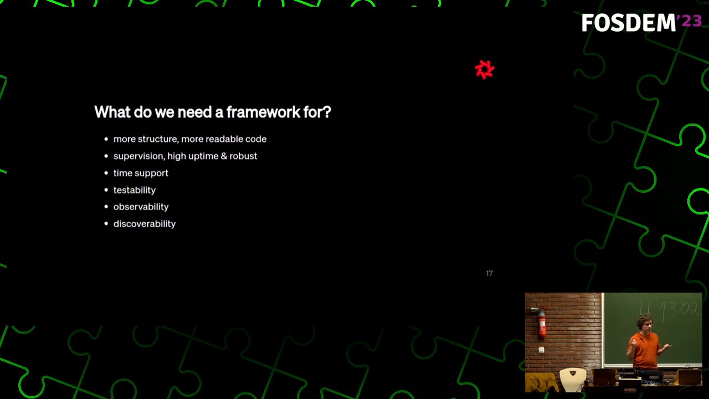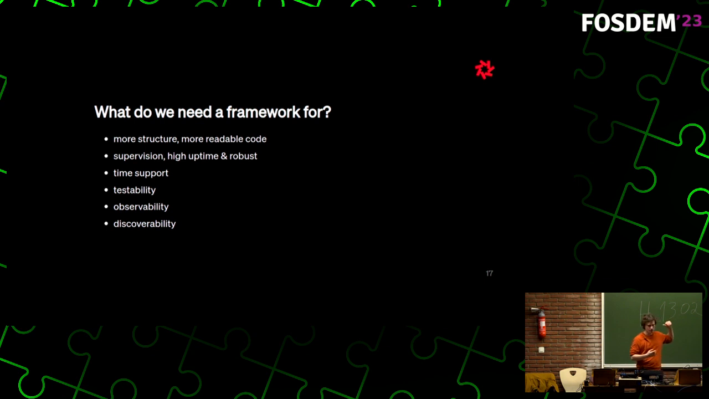So hopefully we get better structure and code that is a little bit more readable. People open a file and they know what to expect. Or I want to know what is the capacity associated to the queue of this actor. Where should I look? That's something that you get from having a framework.